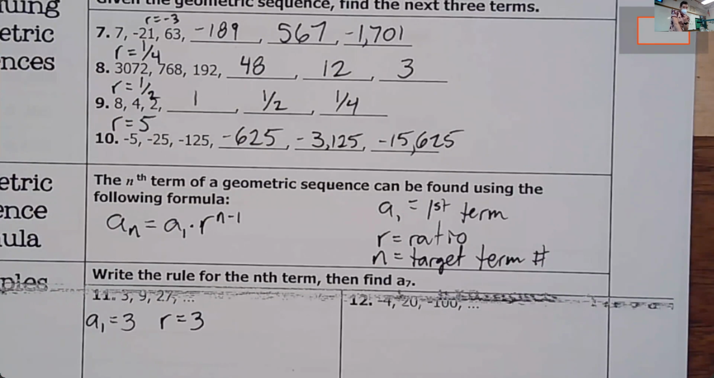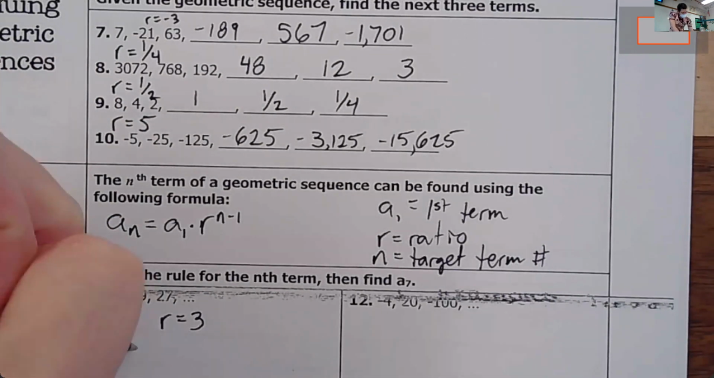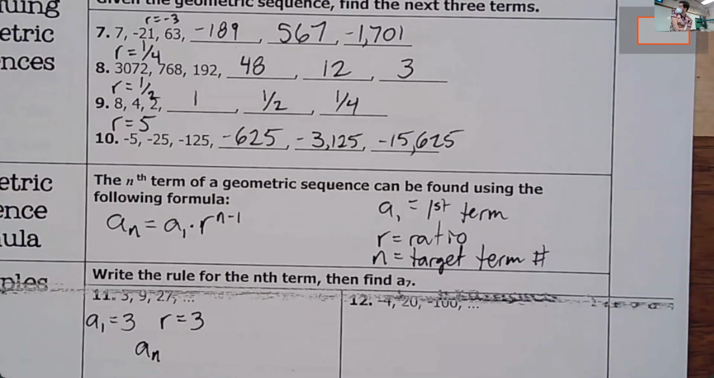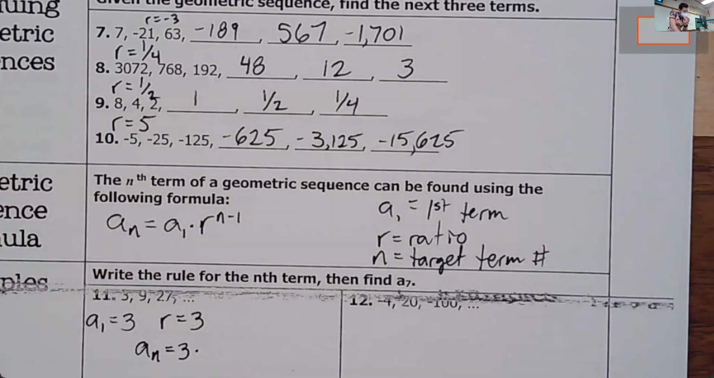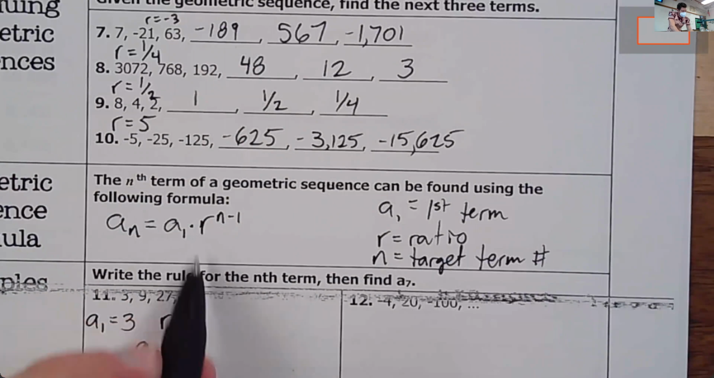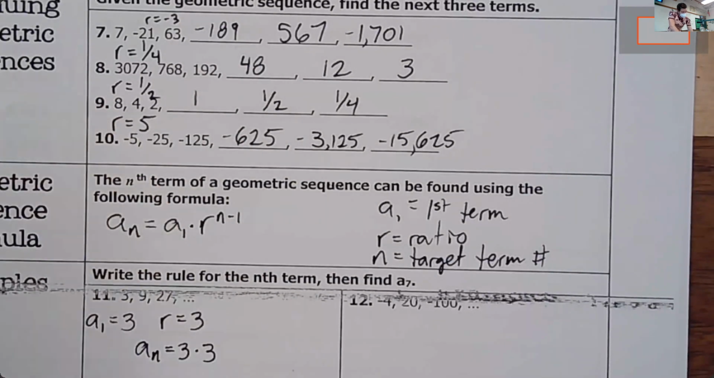And so our formula for the nth term is just a generic formula. We're going to write a n equals, we're just filling in for these things here. A1 we have, that's 3, times r, which is also 3. And then that's going to be to the n minus 1 power. And so that would be writing the rule for the nth term.